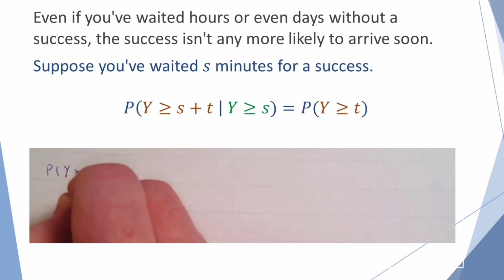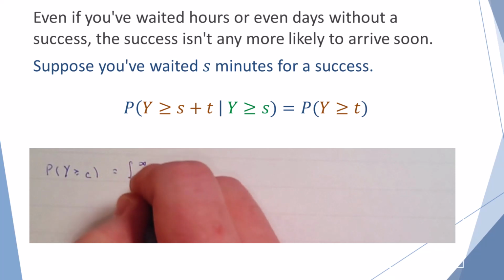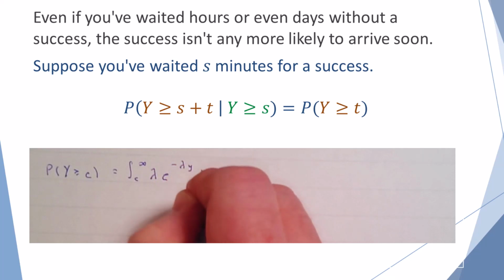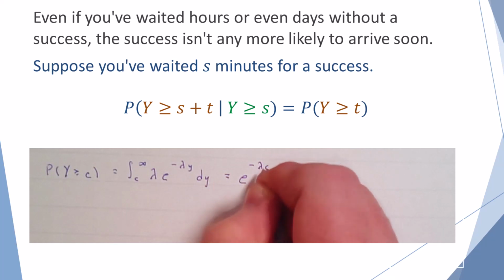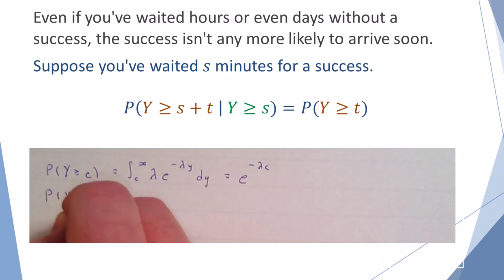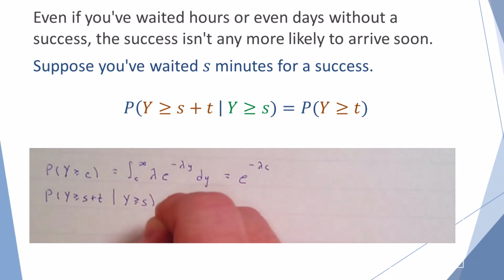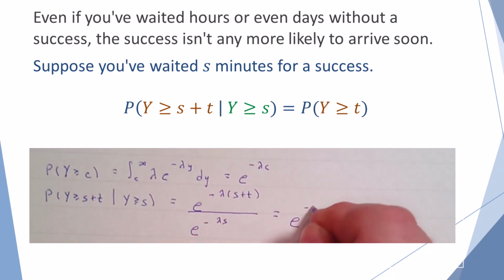It's easy enough to show that the probability that y is greater than or equal to c for some value c equals the integral from c to infinity of lambda times e to the negative lambda y dy, which equals e to the negative lambda c. So the conditional probability that y is greater than or equal to s plus t, given that y is greater than or equal to s, is equal to e to the negative lambda times s plus t over e to the negative lambda s. This simplifies to e to the negative lambda t, which is equal to the probability that y is greater than or equal to t.